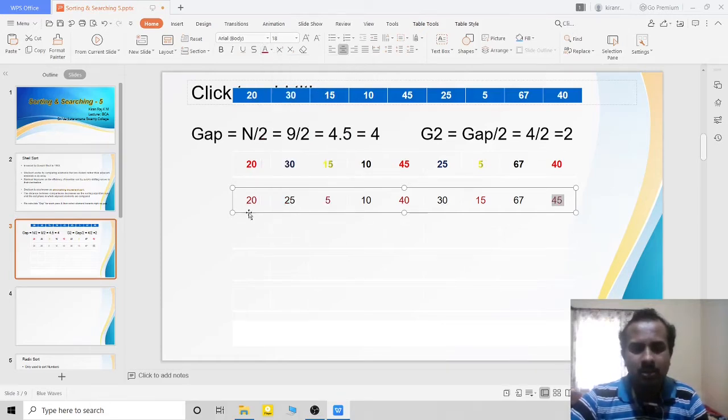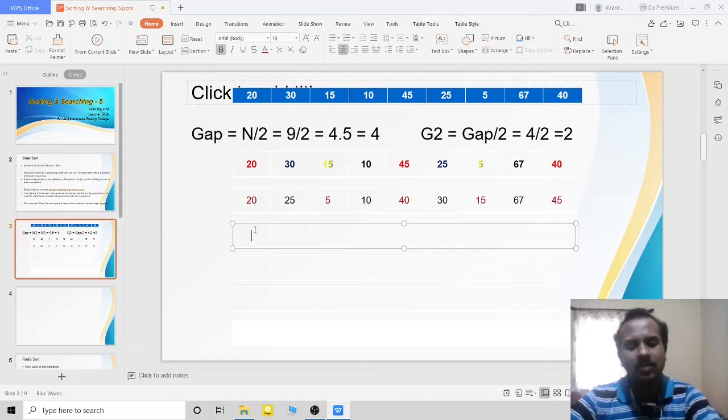Okay. Check 20 with the 5. Whether 20 is greater? Yes, 20 is greater, right? And 5 is smaller. So I'll exchange them. 5, and here I'll be having 20. So I have the gap of 2.